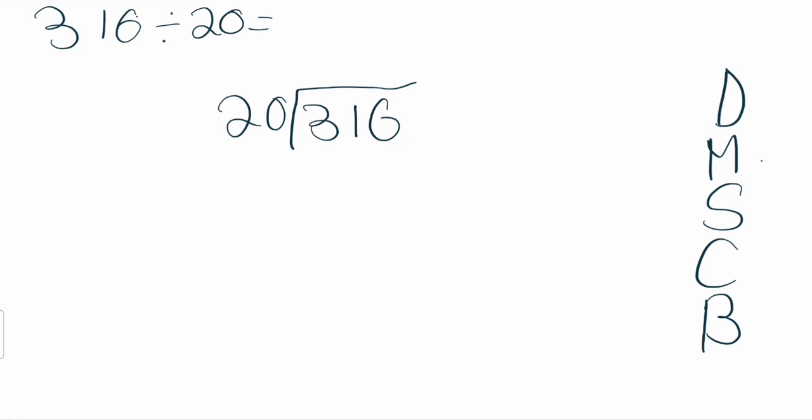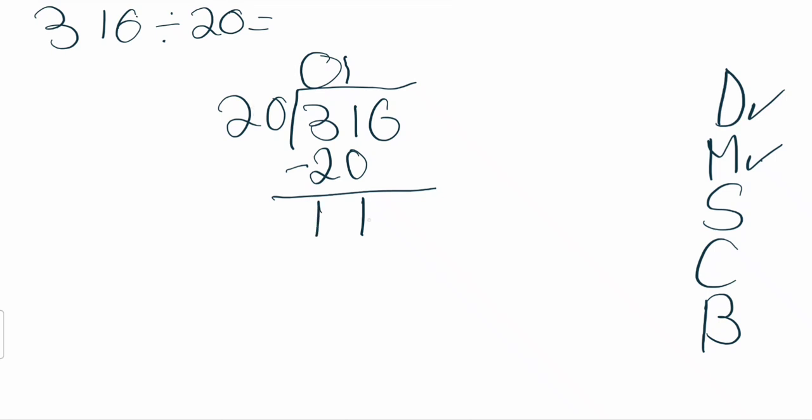Now we're going to say 20 into 3, which does not go, and we'll write 0 as a placeholder. Then you'll say 20 into 31, which goes in only once. You write the 1 on top of the division sign. Then next you'll multiply the 1 with the 20, which will give us 20, and write it under the 31. Then you're going to subtract the 20 from the 31, which is 1 minus 0 equals 1, and 3 minus 2 is equal to 1.